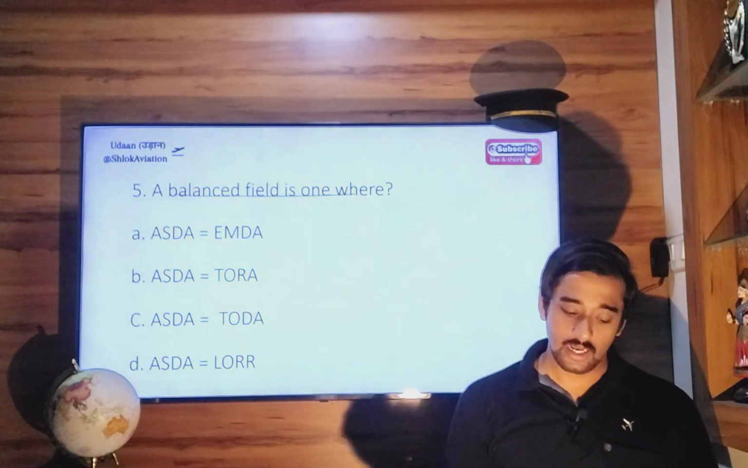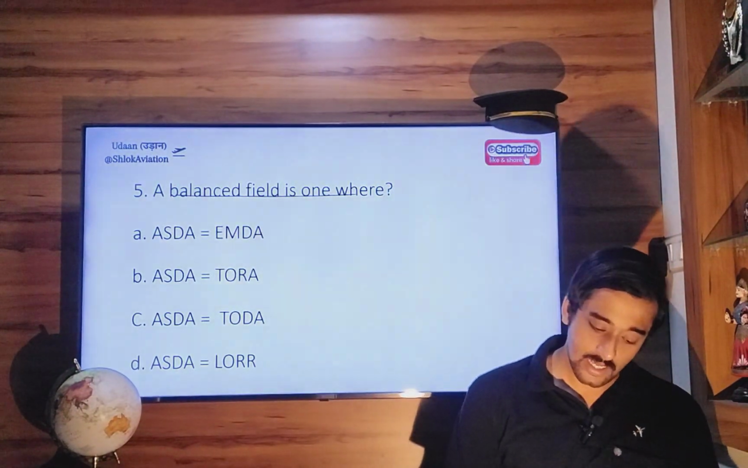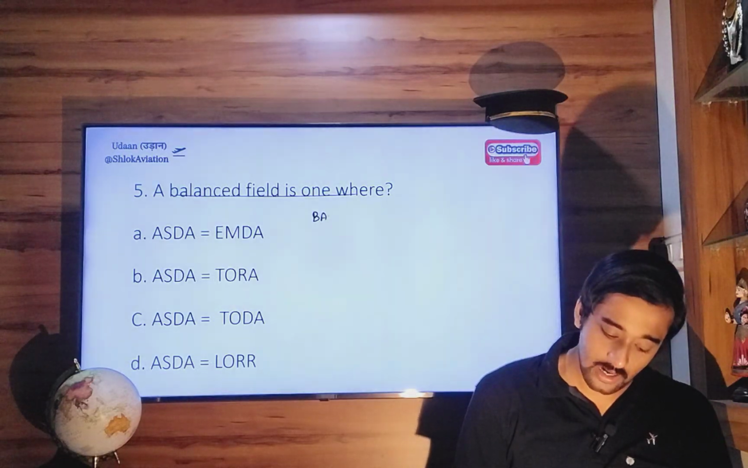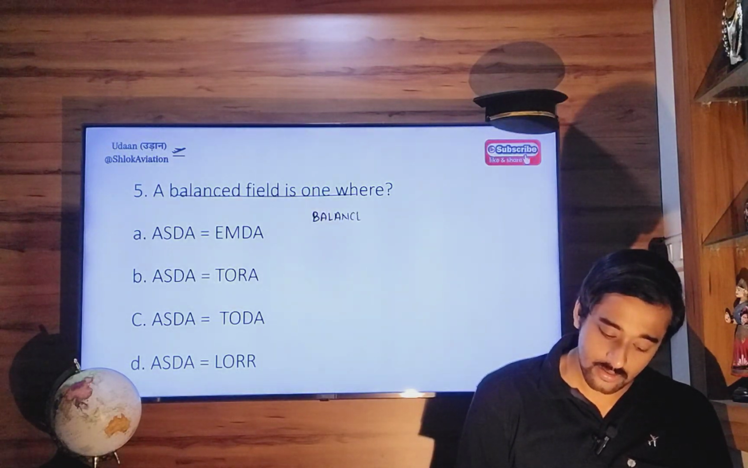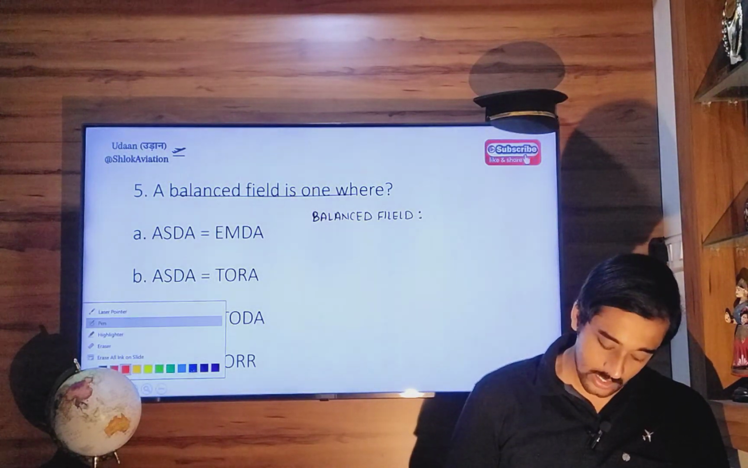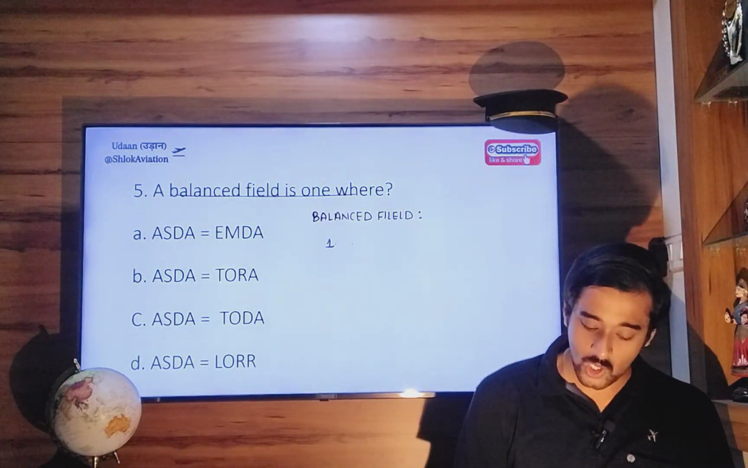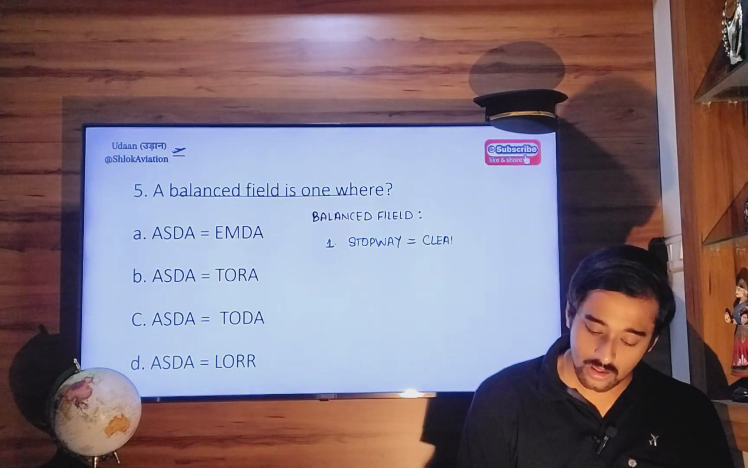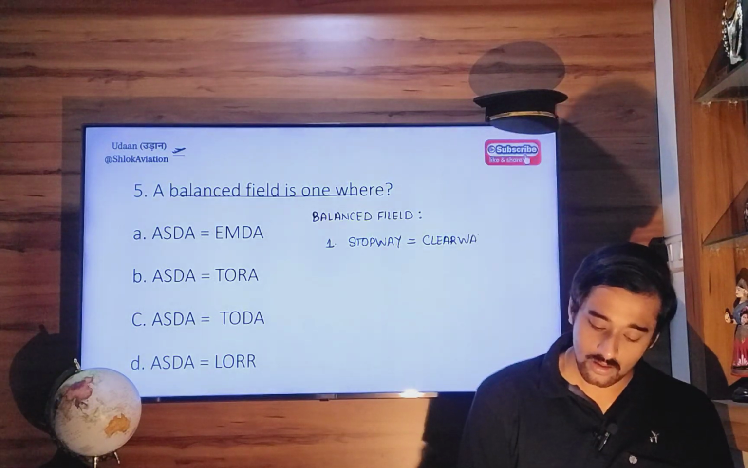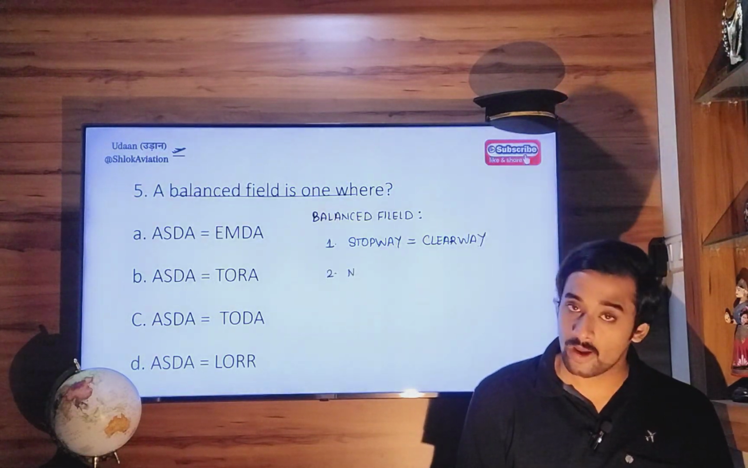A balanced field is one where. Now, what is a balanced field? A balanced field is one field where there are two conditions. The first one, the length of the stopway is equal to the clearway. Second, there is no stopway at the airport.